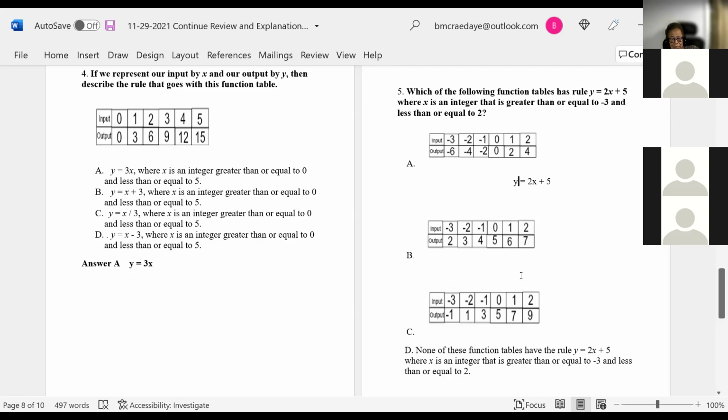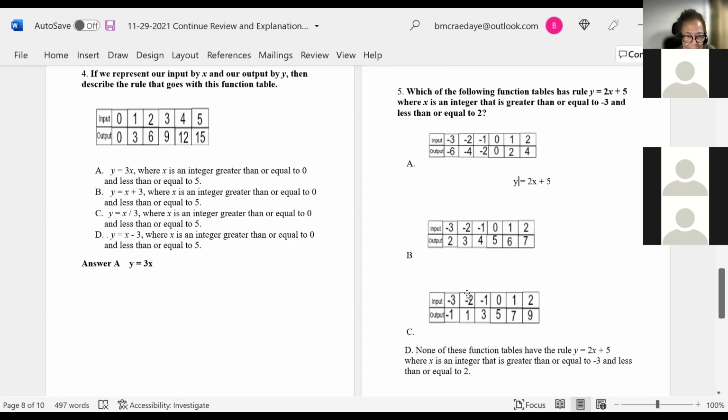Latoya, could it be B? No, it's C. Okay, why do you say C? I said C. Audrey, do you agree it's C? No, I didn't work it out. Well, Latoya said C, right? 2 times a minus 3 is a minus 6. A minus 6 plus 5 is a negative 1. So we see that works for this first entry in the table.